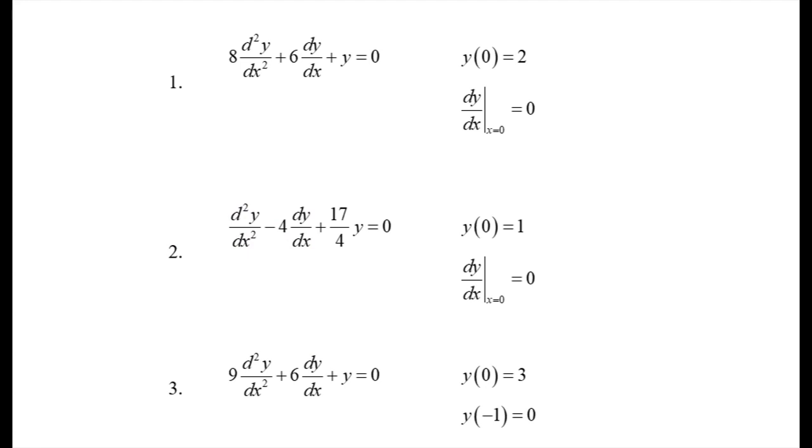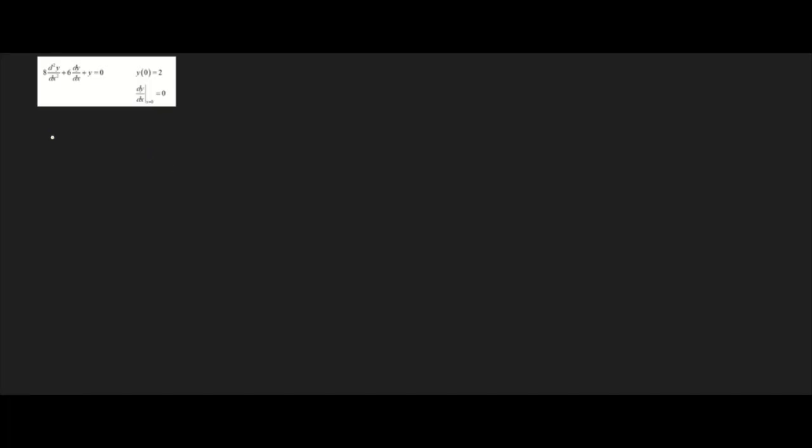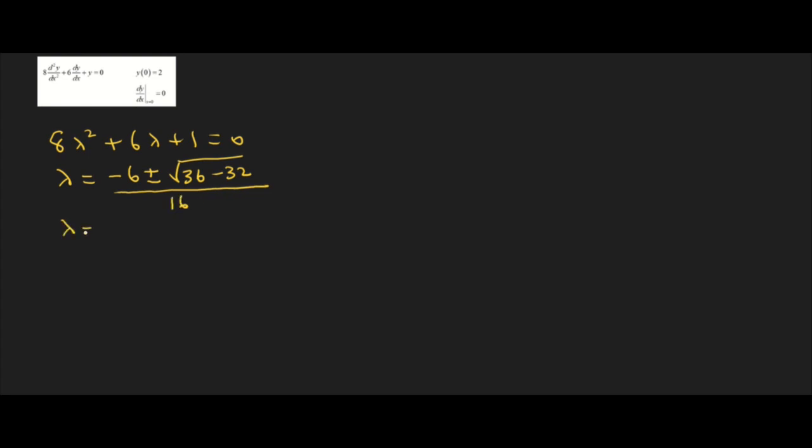Now, in order to solve for a particular solution, we need initial conditions, and these are some examples taken from the textbook where we're given initial conditions. We're going to solve the first of these. The first stage is to find our general solution. So we take the characteristic equation, which in this case is 8 lambda squared plus 6 lambda plus 1 equals 0. We can solve that using the standard quadratic formula. So lambda equals minus 6 plus or minus the root of 36 minus 32 over 16. And that gives us solutions minus a quarter and minus a half.